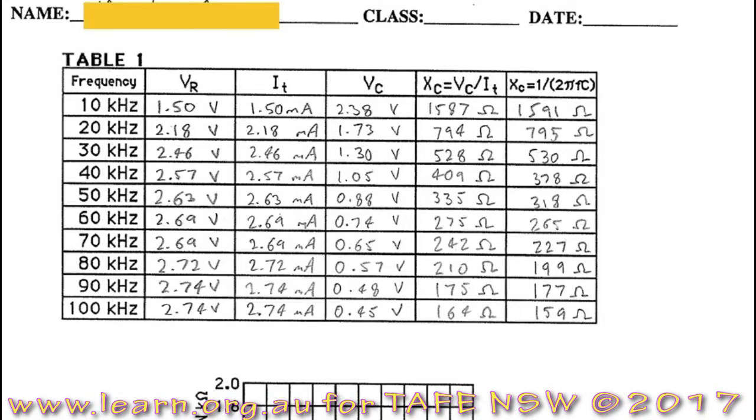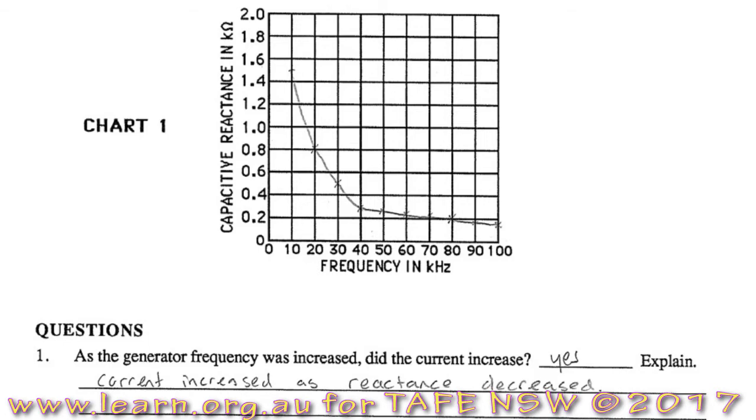Here's the lab results. You might like to pause the video at this point and examine the lab results. Have a look at VR. IT is a calculated value based on VR and the value of R itself. And there's VC. And of course we've been able to work out XC from those results. And finally, here is our graph. The graph is asymptotic. It's XC against frequency. And of course we plotted several frequencies between 10 and 100 kilohertz.